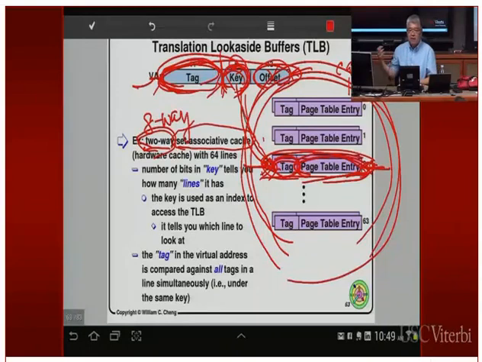I'm going to get a miss. I'm going to fetch a page table entry from the actual page table and put it into this memory location. From that point on, hopefully for the next 4 kilobytes that I have to access, I will get hits, because the next 4 kilobytes of memory references will hopefully all have the same thing.